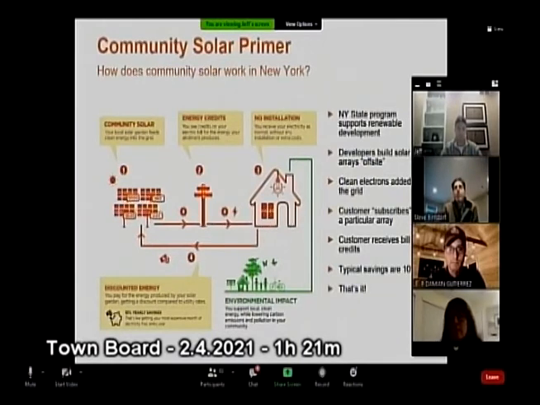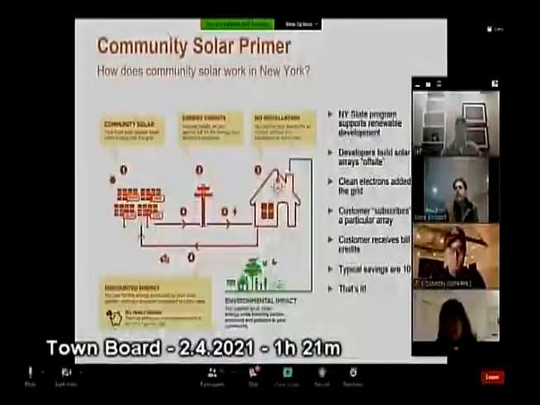You may have noticed those around the state. And effectively, clean electrons are added to the grid. You as a customer or an offtaker, a subscriber, will subscribe to a particular array built by a particular developer, and you receive bill credits. Typical savings are around 10% of bill. Technically, it's 10% of the VDER credit, which is the program name, but it's about 10% of your bill.